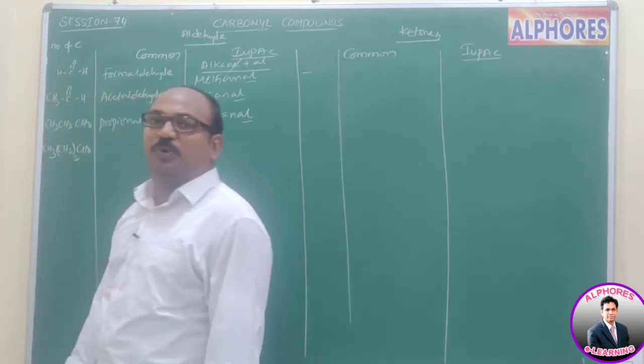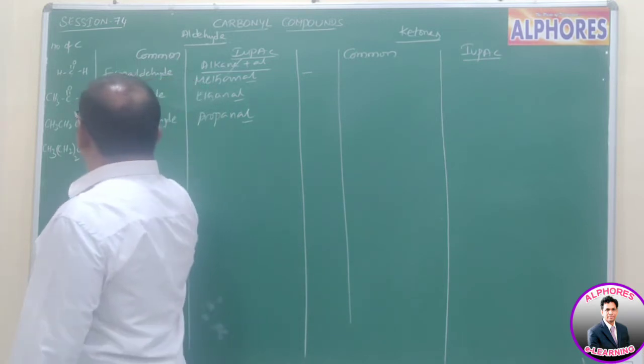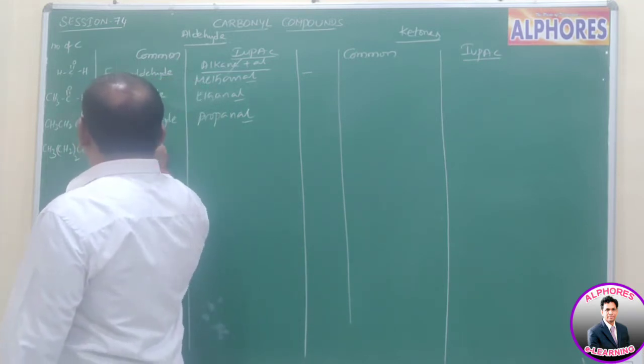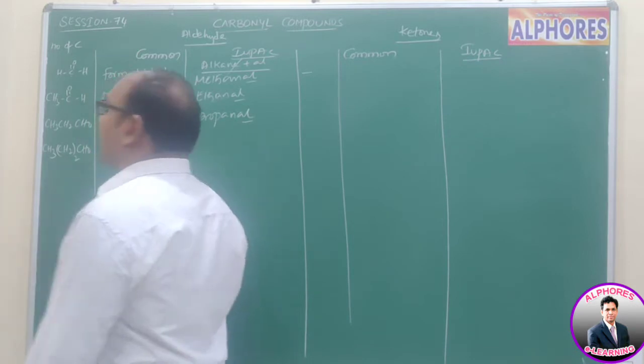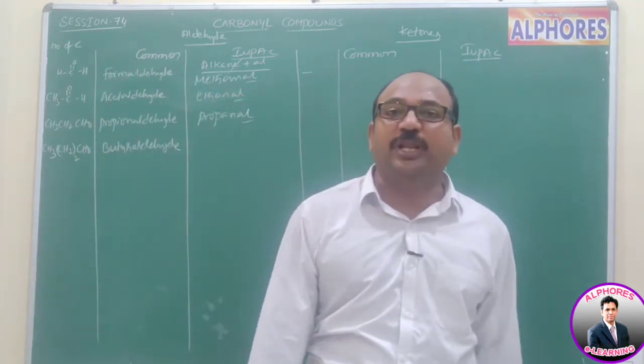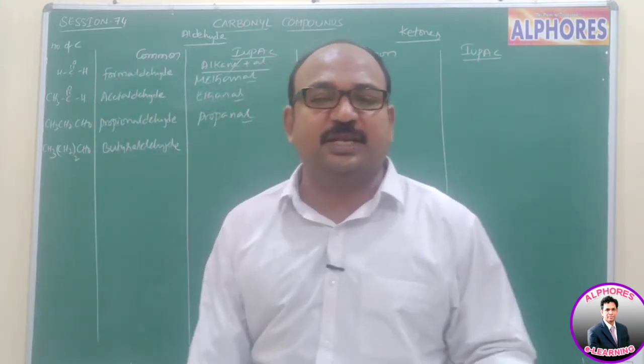So the four carbon containing aldehyde, CH3, CH2 taken twice, CHO, is what we call butyraldehyde. What is butyraldehyde? From where are we getting it? This name is obtained from butyric acid, which exists in butter.